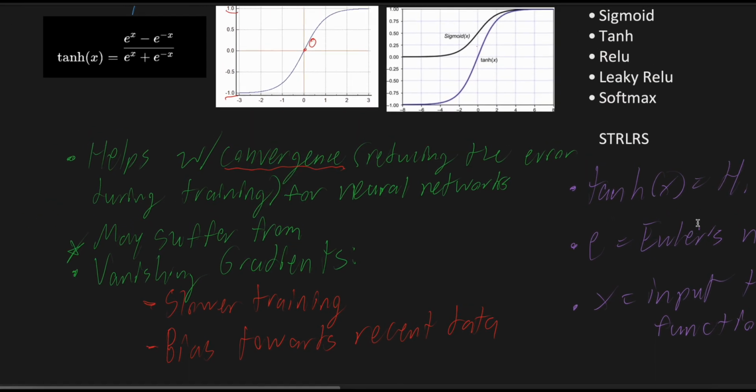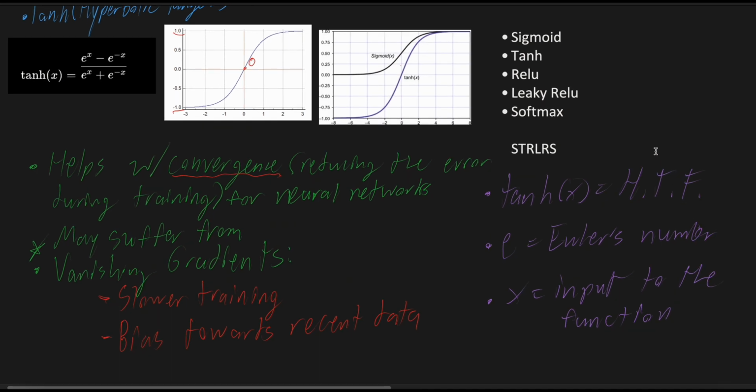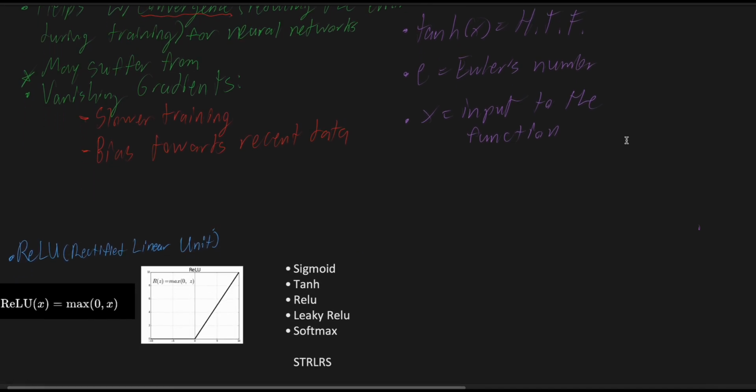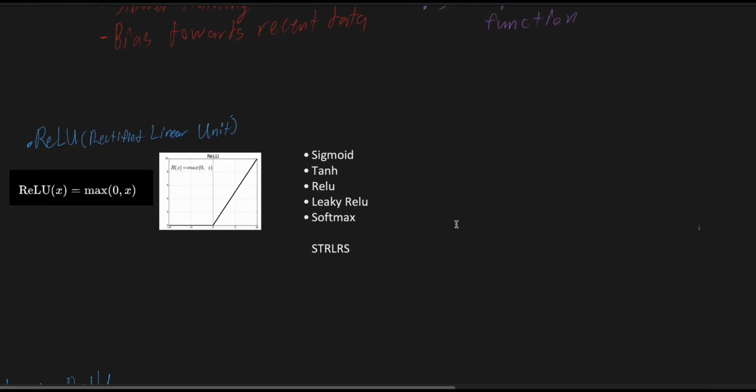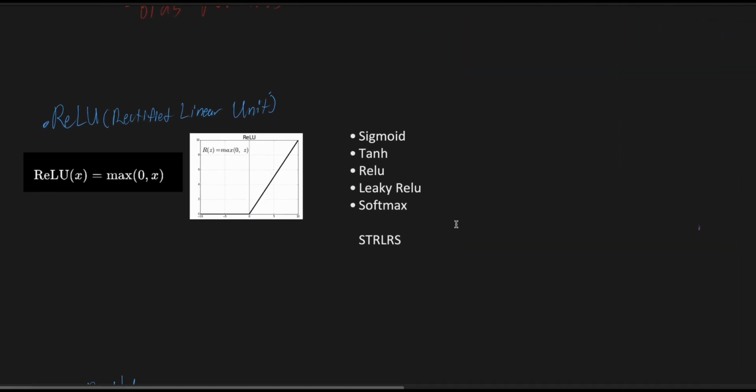And overall, much like the sigmoid function, the tan function operates as a unique way to train neural networks as well. So let me just zoom out of here, and feel free to take a screenshot. And moving over to the rectified linear unit.